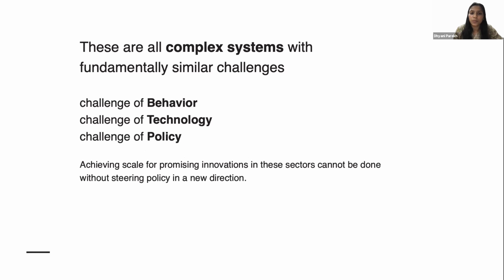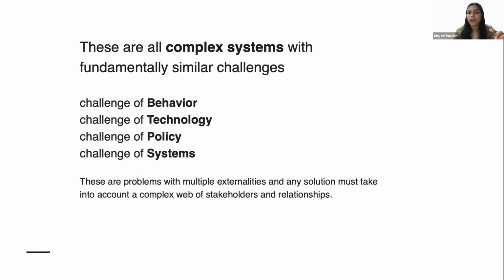Then there is the challenge of policy. Promising inventions in these sectors cannot be done without stirring policy. Government incentives are very important because they come from a place of authority. They come from a regulatory body that you can trust. There is also the challenge of systems at the end. There is this understanding of stakeholders and relationships across people that one needs to take into account, that you have to be considerate of everyone that is involved in the system.